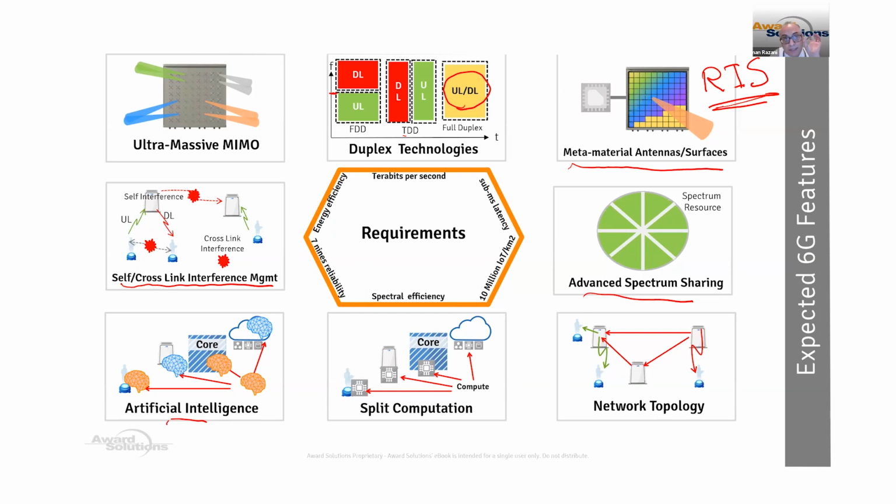So split computation is going to be very important. The ability to have the computation at the edge in the device and intelligently distribute the load of computation between the device, the edge, and the network itself.